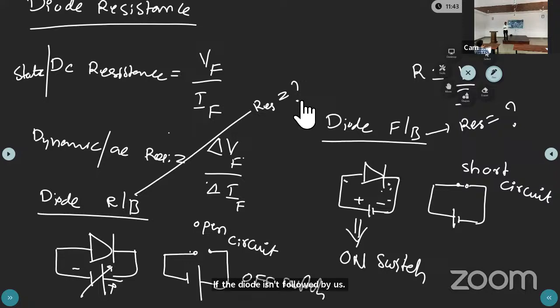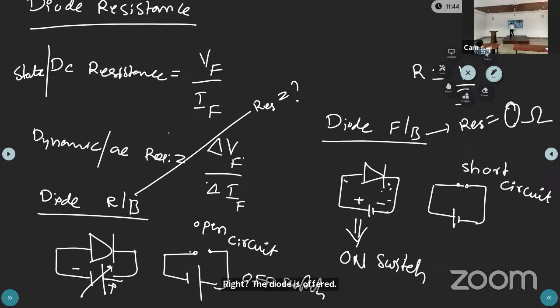Resistance unda akkada? Resistance ante it opposes the flow of current. Is it opposing the flow of electrons in the forward bias? No. That means what is the resistance? 0. So if the diode is in forward bias, the diode offers 0 resistance. Right? The diode offers 0 resistance.